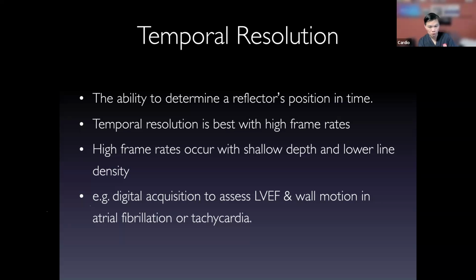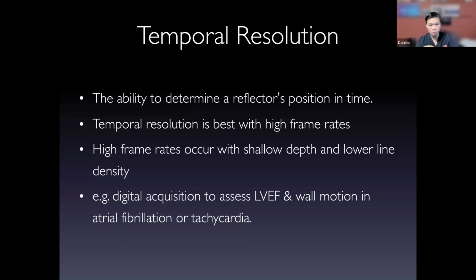Again, higher frame rates occur with shallow depth and lower line density. So if you want to increase your temporal resolution to capture things that are moving very fast, you can just narrow the sector so that when it travels back and forth, it's a lot faster. You can increase the frame rate, and that's how you can capture it. And you can actually move the sector as well. If you want to look at things that are on the side, you just make the sector smaller and then move it to the side. And then for that particular area, the temporal resolution is a lot better.